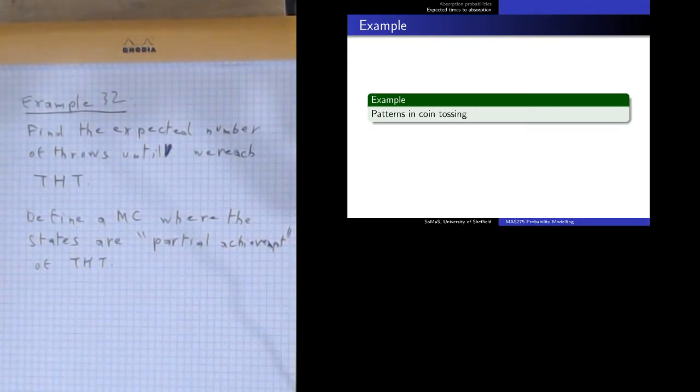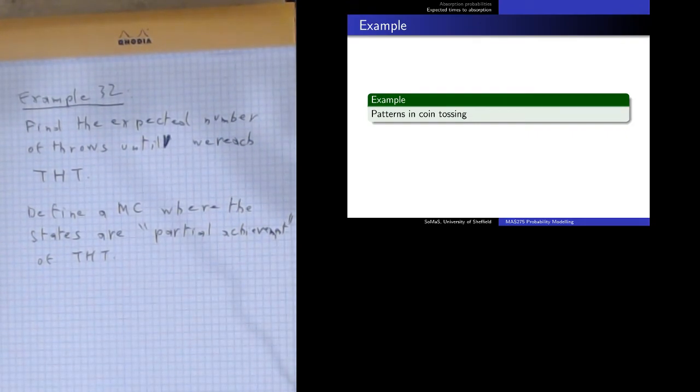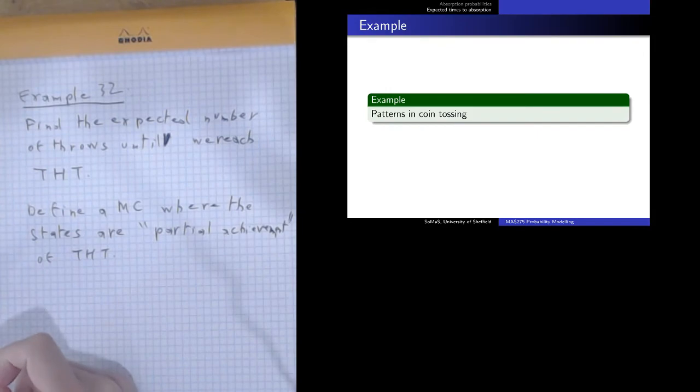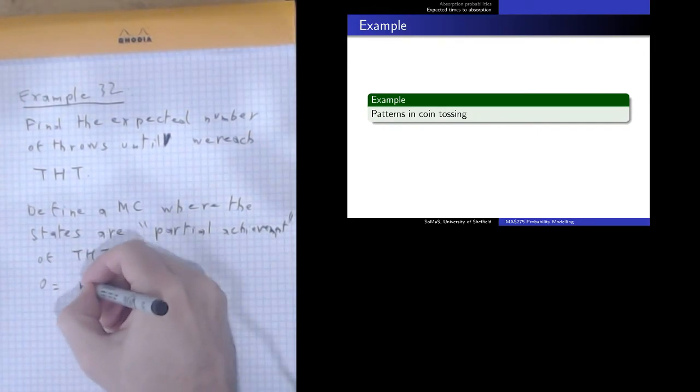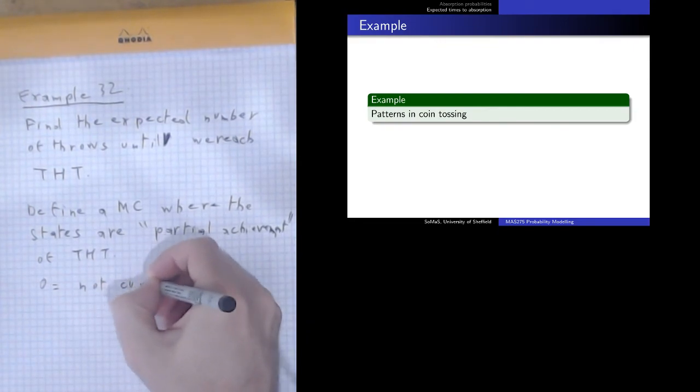So basically, this Markov chain means that you got to build the THT progressively. So if you throw a tails, then you're making progress. But if you throw a second tails after the first one, then you're not making progress. Similarly, if you have TH, but then you throw H, then you've ruined everything and you're going back to a starting point. And this is the idea behind this Markov chain. So we have 4 states. 0 is not currently building a THT.